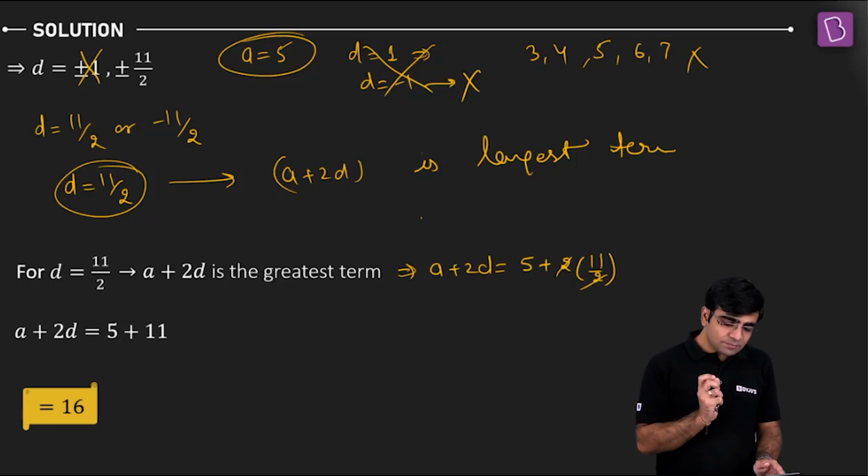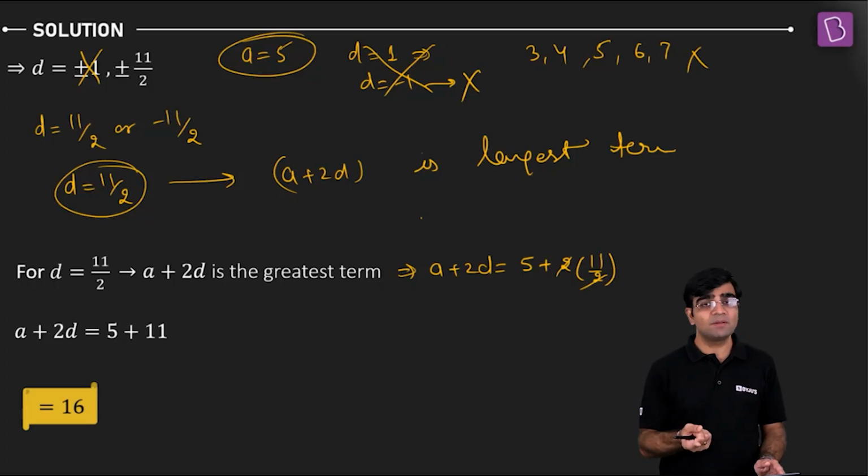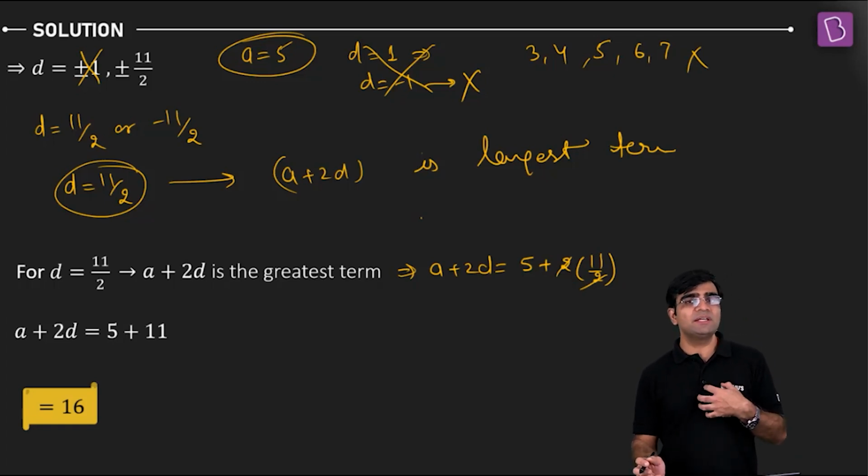Second one, in this question it was given that minus half has to be one of the terms. That can only happen when d is either plus 11 by 2 or minus 11 by 2. D equal to plus minus 1 is not going to give me one of the terms as minus 1 by 2. Right? Okay. Because of that, we take the greatest term. So I have chosen d as plus 11 by 2.